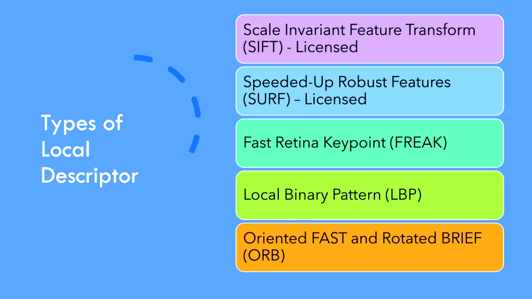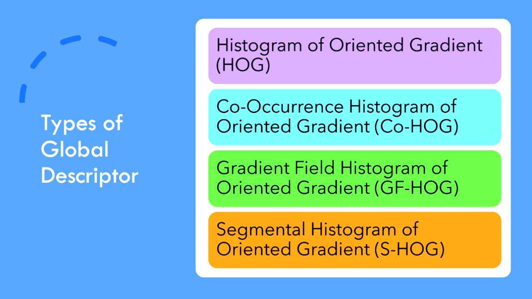And then we have FREAK (fast retina keypoint), local binary pattern LBP, and ORB (oriented FAST and rotated BRIEF). These are the types of global descriptor. The first one is histogram of oriented gradient, HOG, and then co-occurrence of histogram of oriented gradient, Co-HOG, gradient field histogram of oriented gradient, GF-HOG, and lastly segmental histogram of oriented gradient, S-HOG.